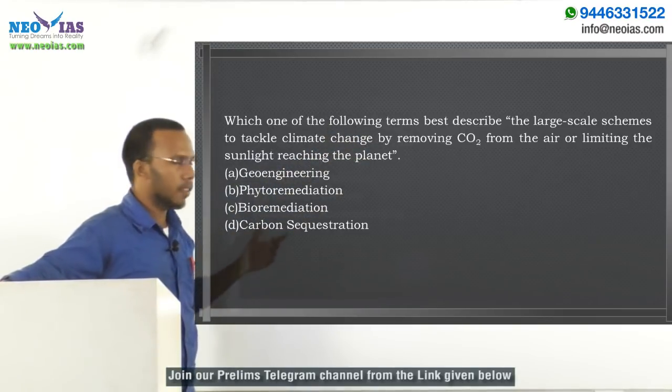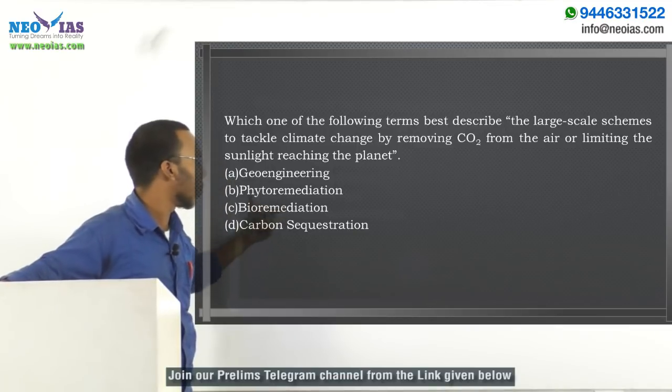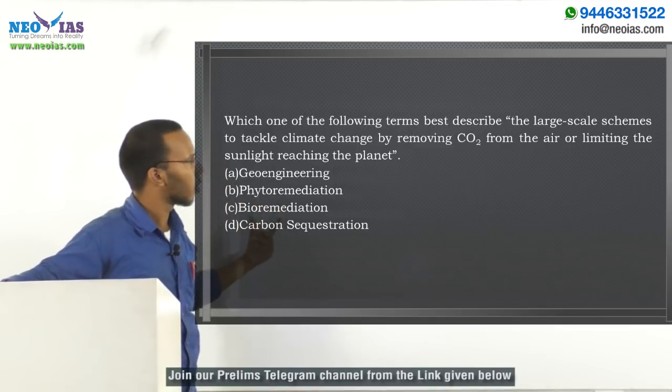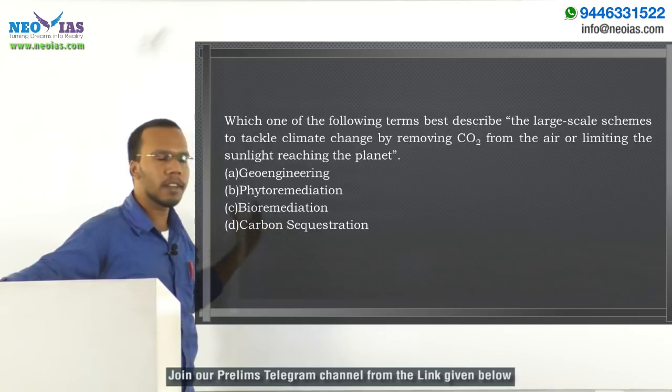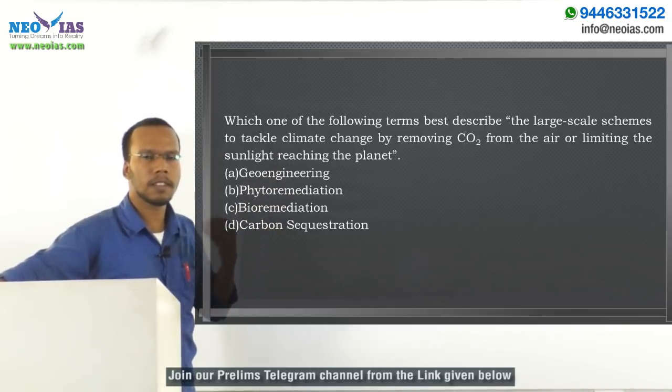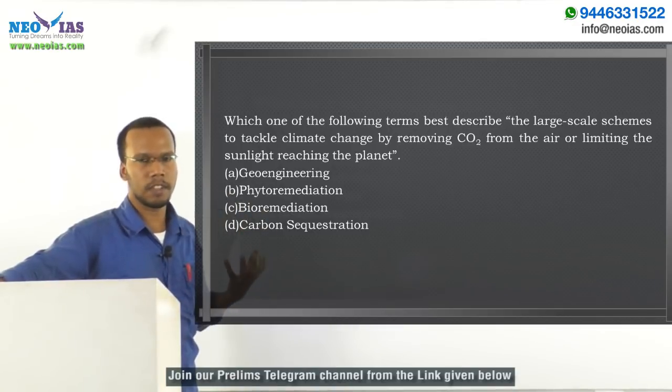They have given the options as geoengineering, phytoremediation, bioremediation and carbon sequestration. So we need to know about all of these concepts. In the question they have asked what are the schemes which are used to remove the CO2 from the atmosphere in order to reduce the climate change. So that's a kind of scheme, or a technology, or an engineering field, right?